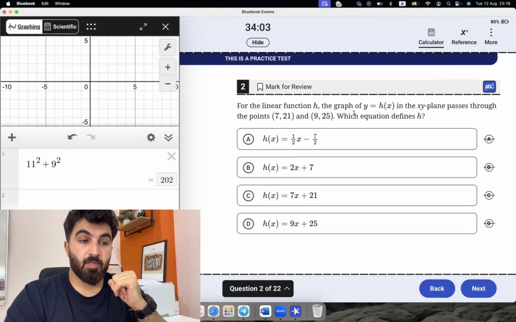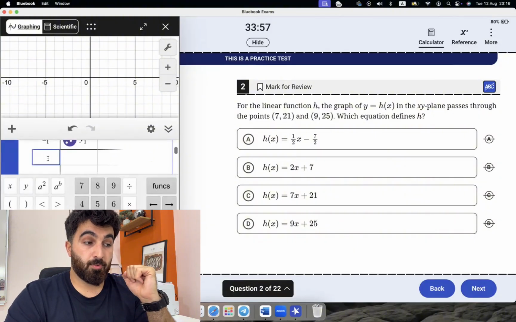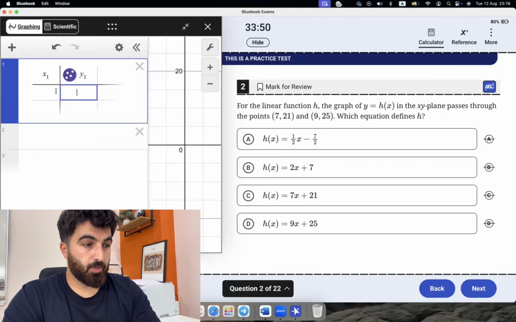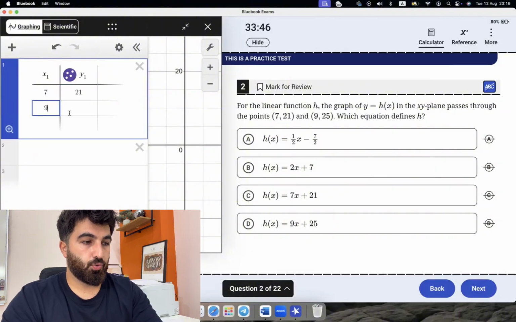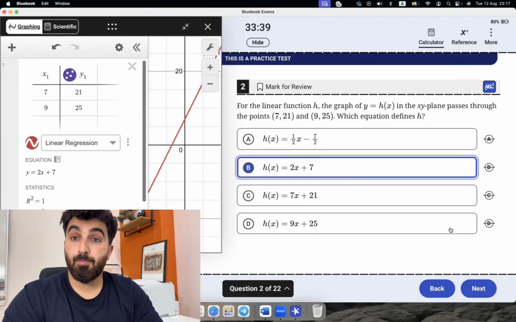Next question. The linear function h is given, passing through the points. This one is a linear function, isn't it? So click here, add the table, and write those numbers. What are those numbers? Let's see. 7, 2, 1, and 9, 2, 5. That's linear. When you click here, linear regression, it's 2x plus 7. That's B.